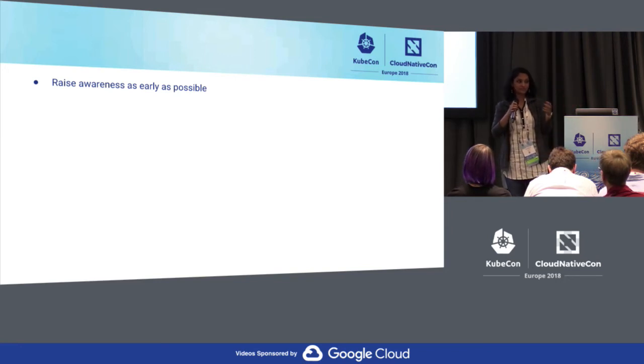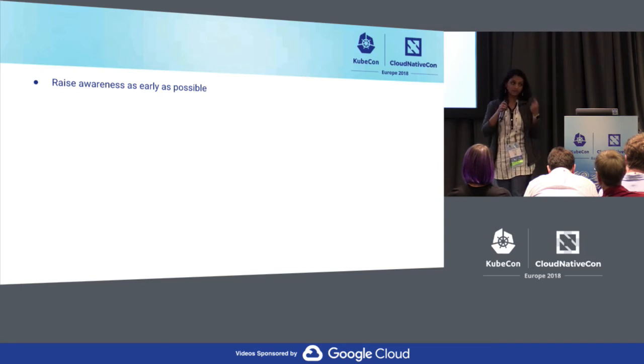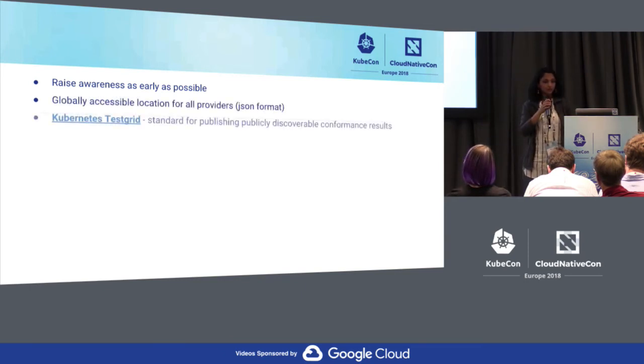Publishing it to a common place raises awareness at two levels. One, the providers themselves can be alerted to early signals of when a test fails. And number two, if there's some other regression elsewhere, we can know the impact and the scope of which providers it affects.